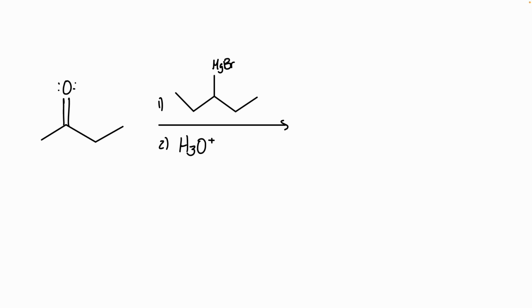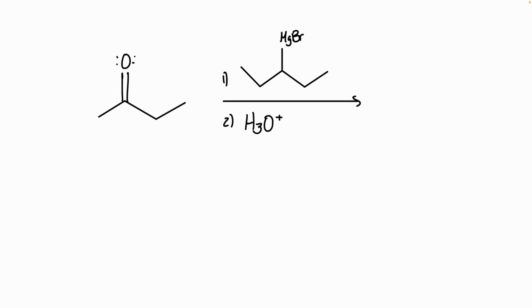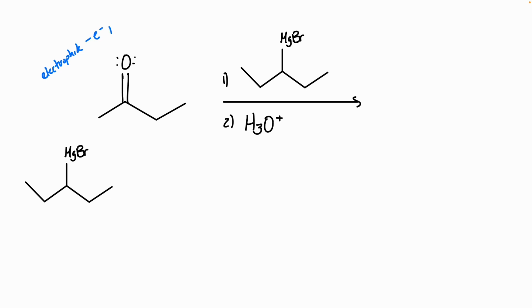Okay, cool. So I'm going to actually do the full mechanism here because I want to make a point. First of all, our ketone in this reaction is our electrophile. Remember, the electrophile is the electron-poor species in your chemical reaction. And our Grignard is our nucleophile, which is the electron-rich species in our chemical reaction.